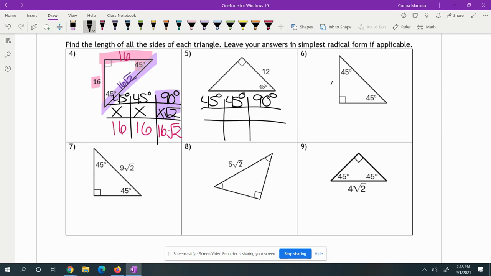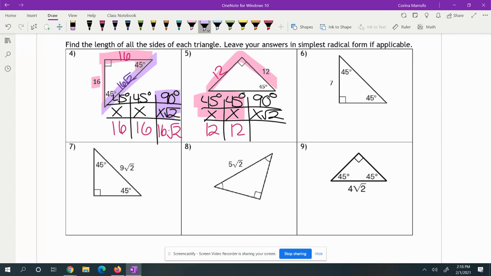Okay, so then from there, we have x, x, and the square root of 2. So the two sides across your 45 are your legs, which are x and x. So these two right here are my legs. In this case, one of my legs is 12. So all I gotta do is plug in 12 and 12.